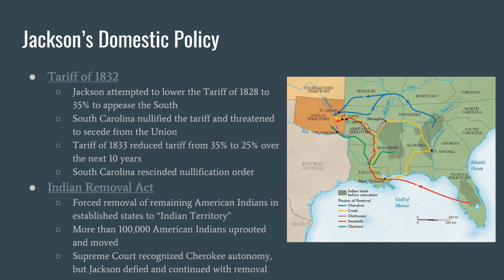Now, South Carolina, John C. Calhoun had been Adams's vice president. He was Jackson's vice president as well for a term. His home state of South Carolina, at this point, rather than just threatening to nullify the law, actually go through with nullification of the tariff, and actually threatened to secede from the Union over it.